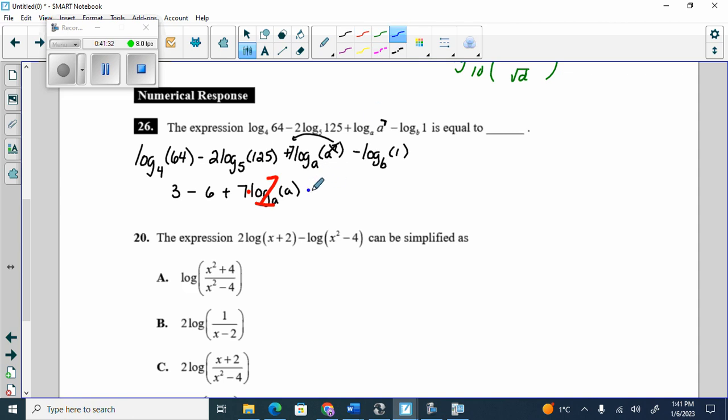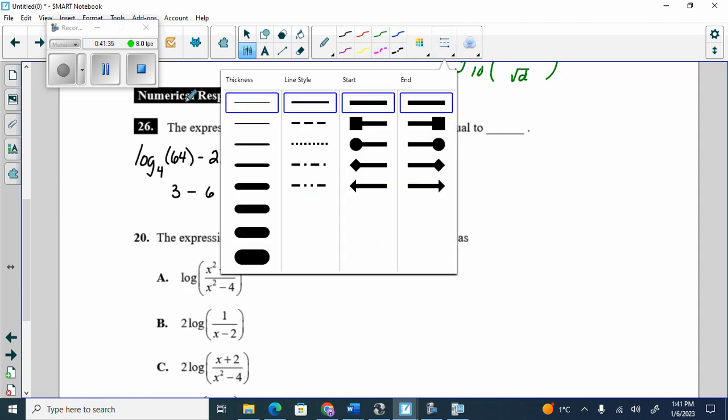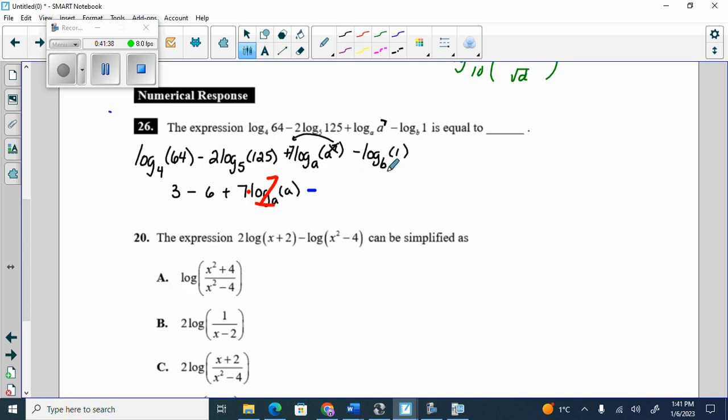And the other thing here, minus log base B of 1, is just 0. Because B to what power is 1? 0. If you don't know, remember you could go log base 6 of 1. Oh, that's 0. You could go log base 7 of 1. Oh, that's 0. You could go log base 10 of 1. That's also 0. So it doesn't matter what the base is. It matters that beside it is a 1, and then the answer to that is 0. So we get a 0 here. So we actually get 3 minus 6 plus 7, which is a 4.